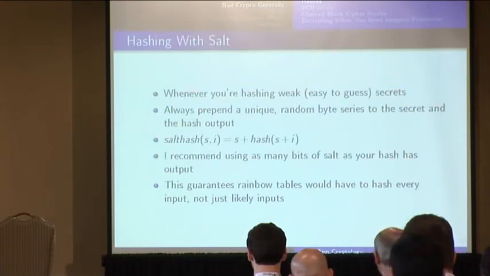So now that's not the only threat that we're really facing here. Whenever you're hashing weak or easy-to-guess secrets, I suggest that you prepend sort of a unique random byte series to the secret, sort of a salt. I recommend as many bits of salt as your hash has output. And if you're doing it with hex-encoded characters or something, then obviously double it. That guarantees that the rainbow tables would have to hash every input, not just the likely inputs.